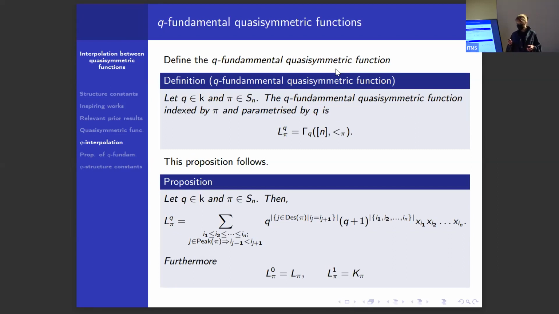Now let us introduce the Q fundamental quasisymmetric function for Q from the base ring K and permutation pi from Sn. The Q fundamental quasisymmetric function is the Q generating series of the labeled chain associated to pi. Using this definition, we get the explicit formal power series expansion of the Q fundamental quasisymmetric function as follows.